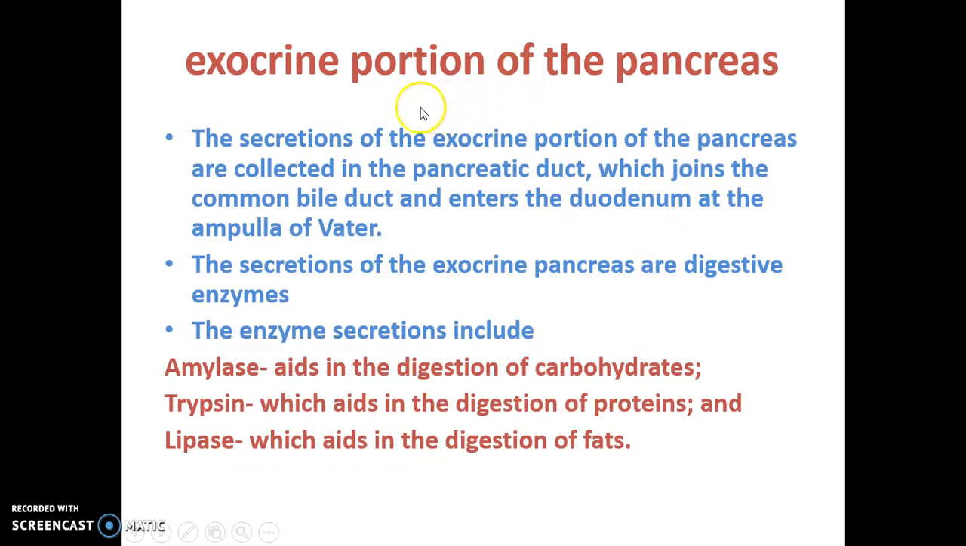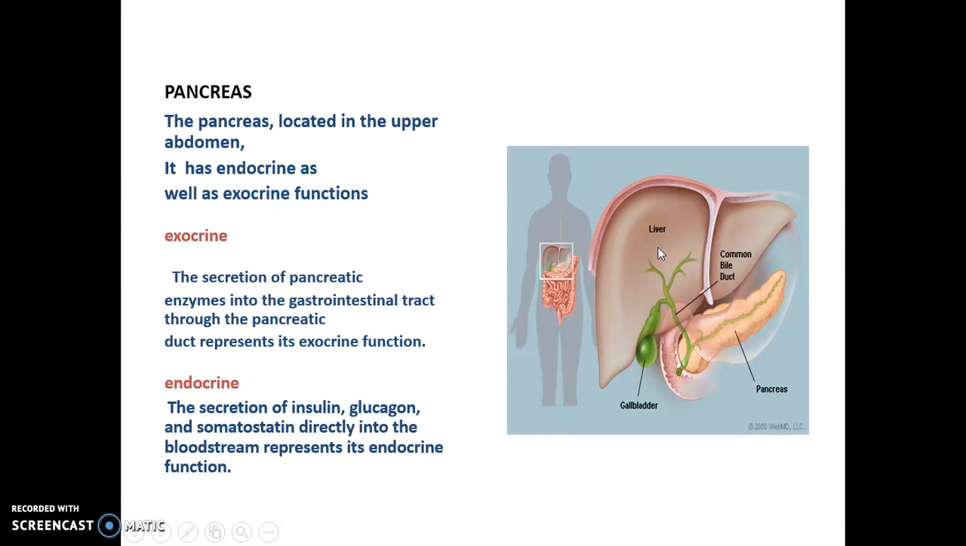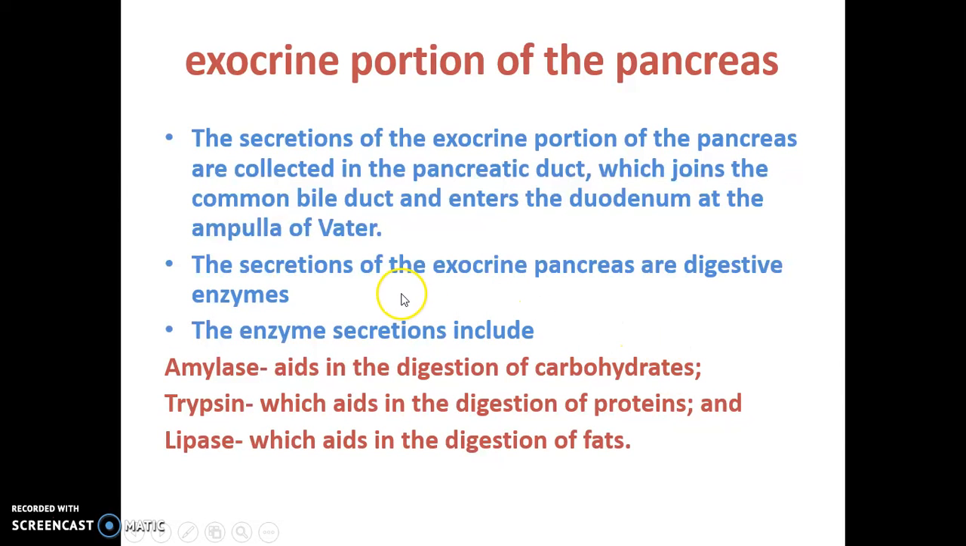Again we will see the exocrine portion of the pancreas, because the pancreas has both endocrine and exocrine parts. The secretions of the exocrine portion are collected in the pancreatic duct, which joins the common bile duct and enters the duodenum at the ampulla of Vater. Here you can see the pancreatic duct. The enzymes travel through the pancreatic duct and come to the duodenum at the ampulla of Vater.